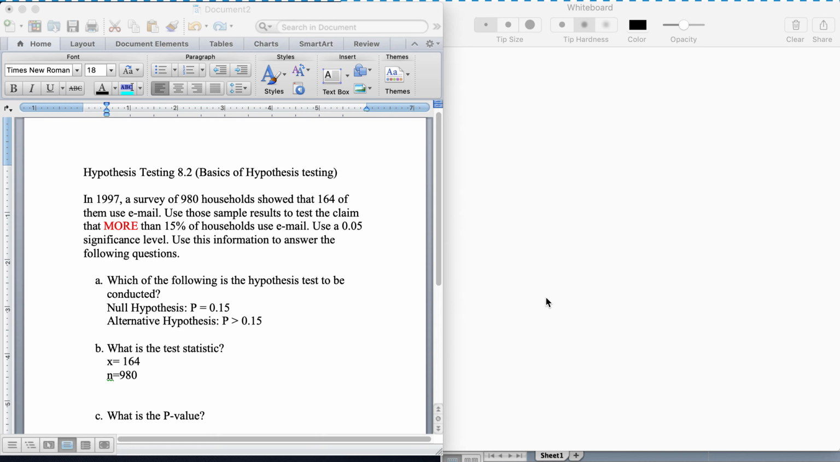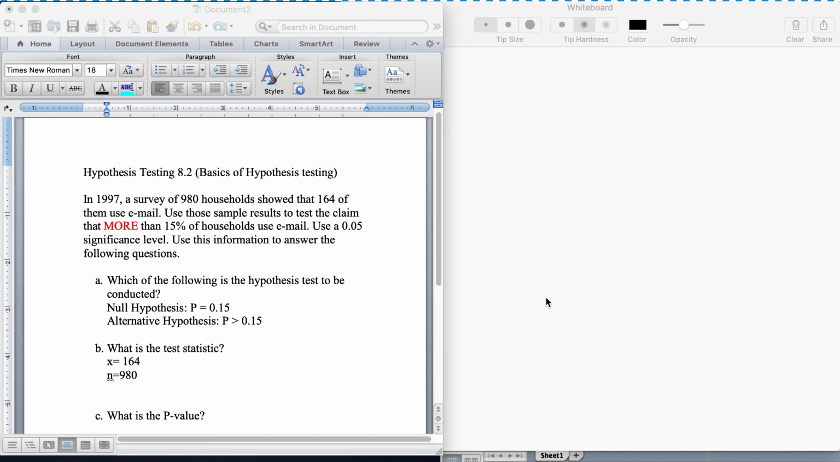So the question is up on the screen, and it's in 1997. A survey of 980 households showed that 164 of them used email. Use those sample results to test a claim that more than 15% of households use email. Use a 0.05 significance level. Use this information to answer the following questions.